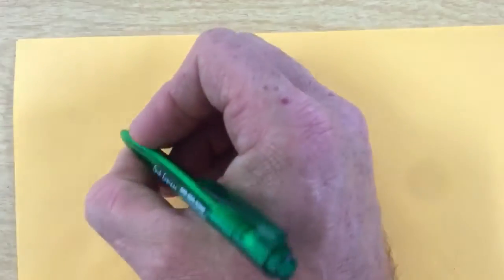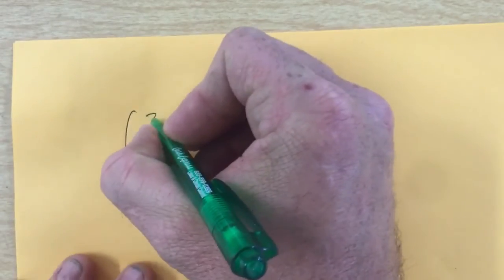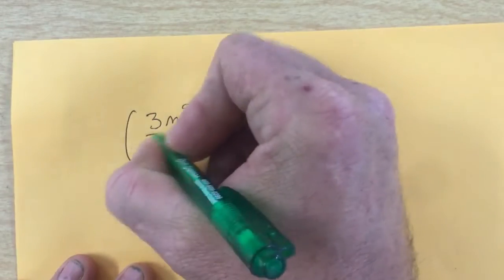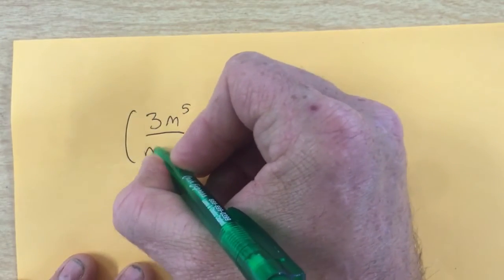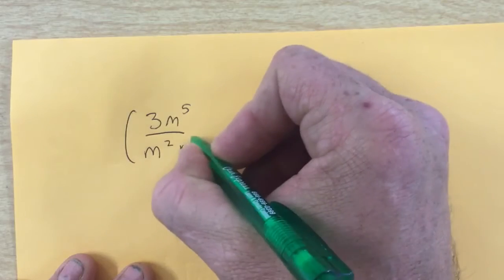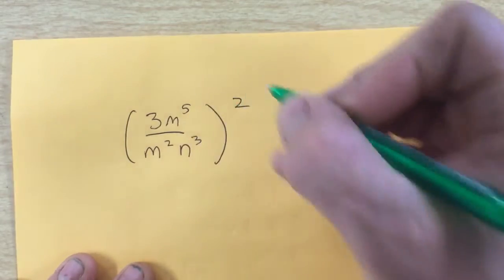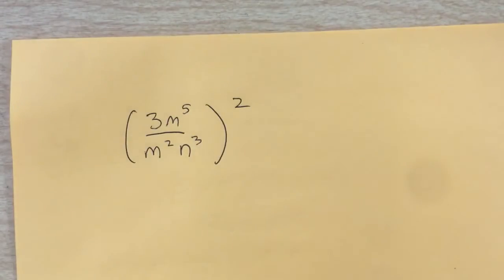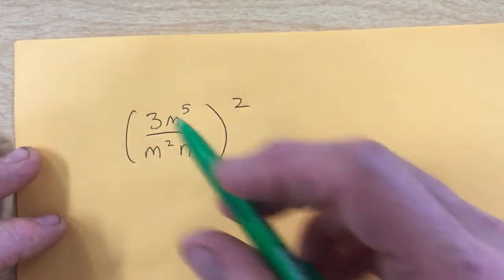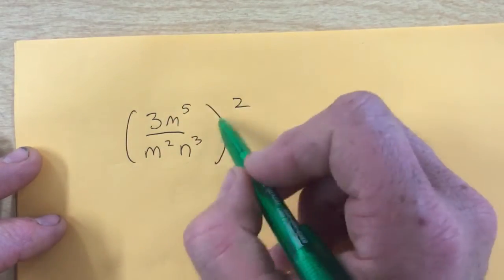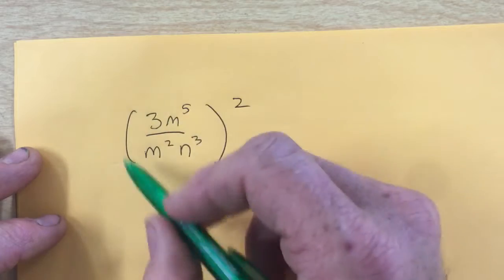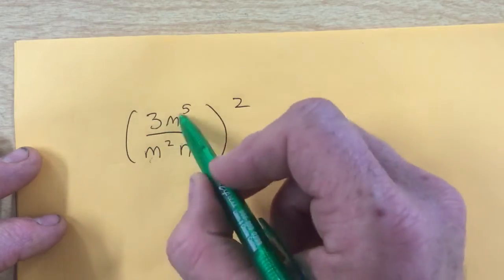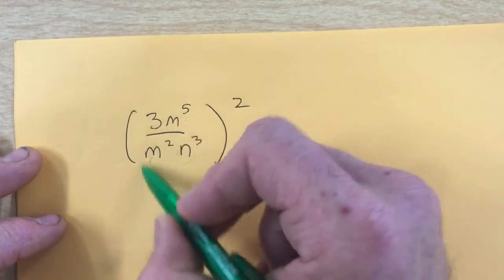So we have a problem that we're going to be dealing with that looks kind of like this. You got 3m to the 5 divided by m squared n to the third, all that is squared. Okay. Well, first thing we want to do is, all this inside here is squared. Let's see if anything in here simplifies first. And it does right here. See these m's? Those are like terms.